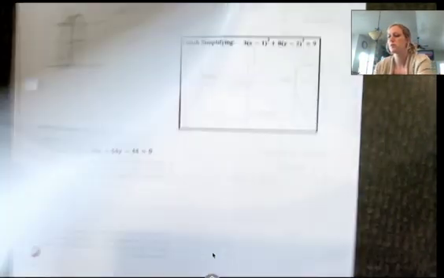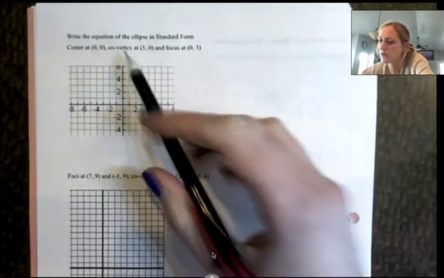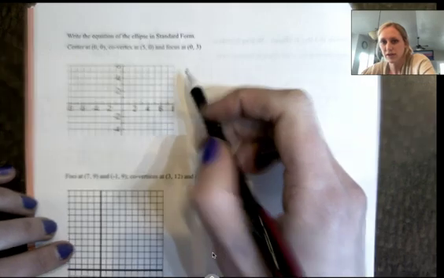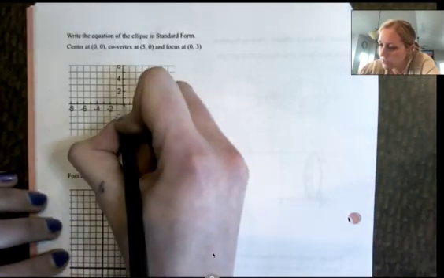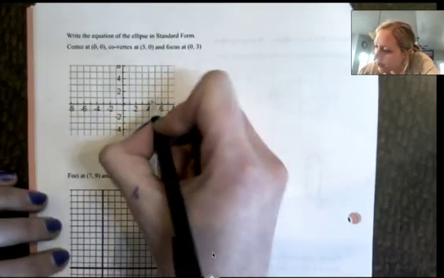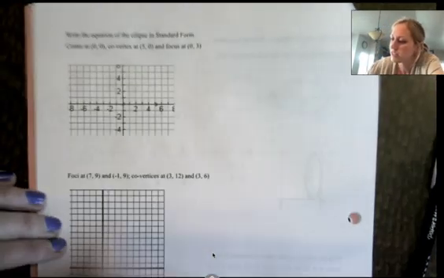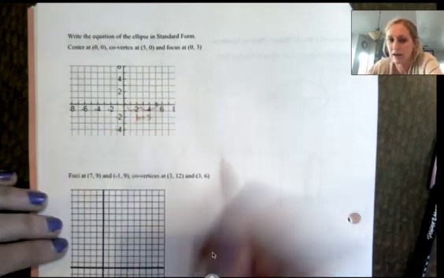All right, a couple more. Okay, write the equation of the ellipse in standard form, knowing that our center is at 0, 0, co-vertex at 5, and focus at 0, 3. Okay, so we have 0, 0 is our center still. Co-vertex at 5, 0. So because that's the co-vertex, this is the B value. So B is equal to 5.